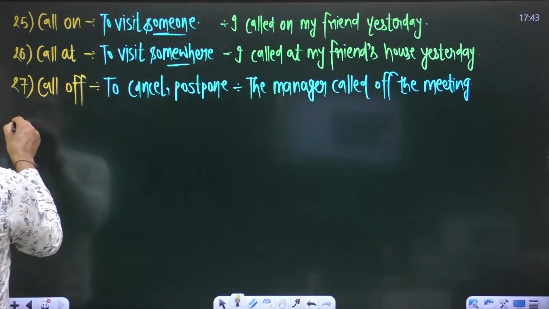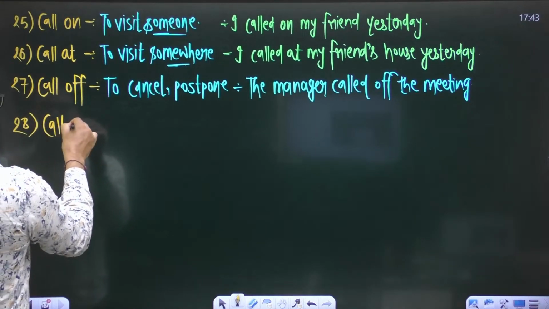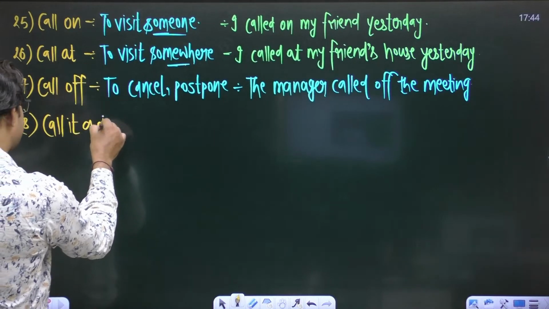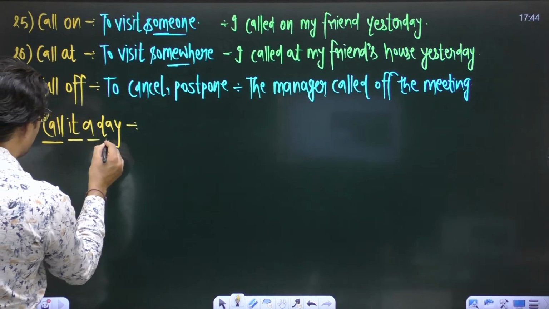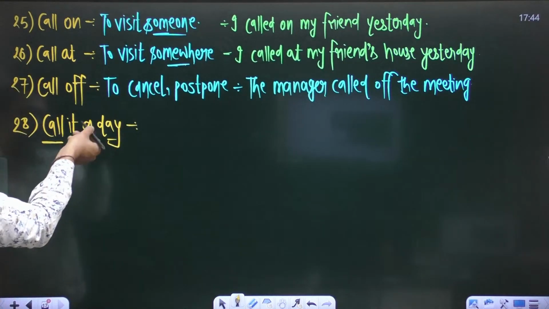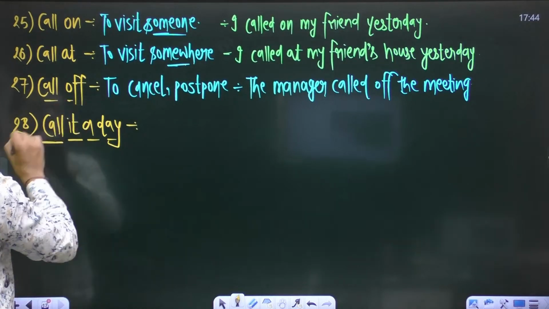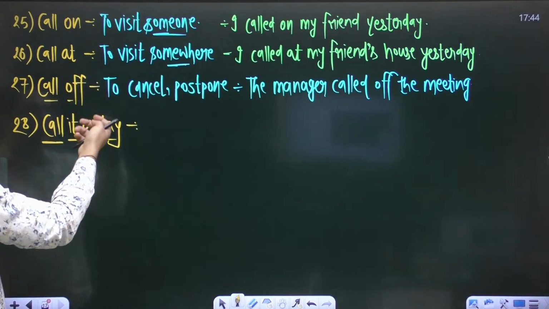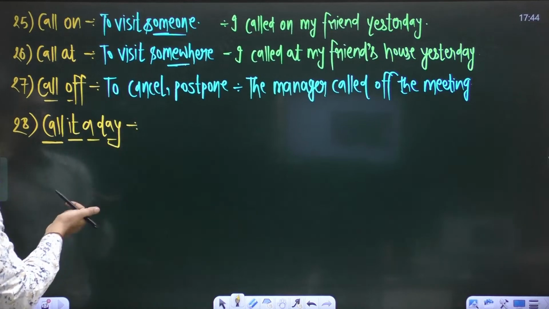Okay. You know, you have an idiom, call it a day. Call it a day. This one is not a phrasal verb, this one is an idiom. Why am I writing it right here? Because it resembles call off, right? Call it a day and call off have a slight difference in their meaning.